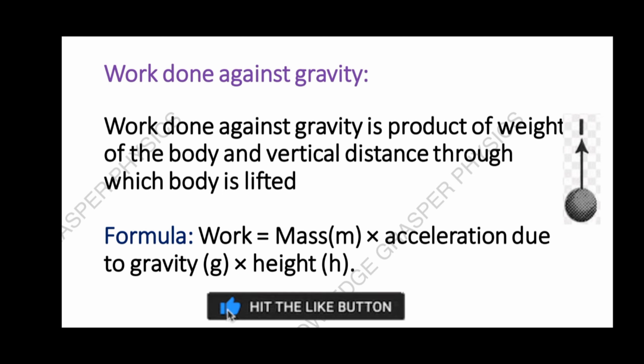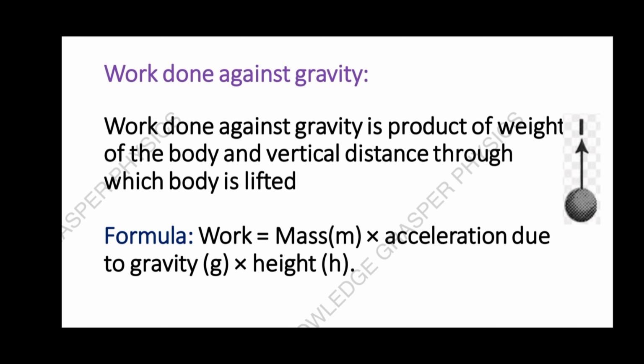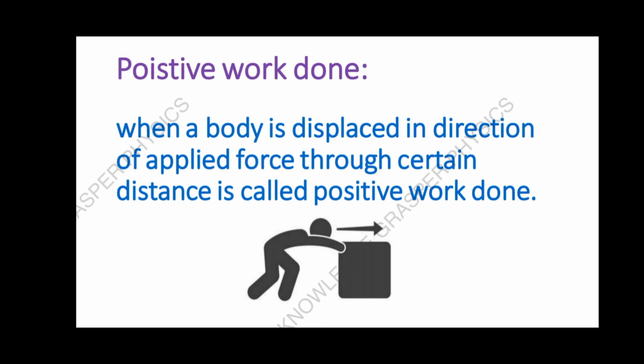Then we discussed work done against gravity. Work done against gravity means the body is projected vertically upwards. Its formula is mass into acceleration due to gravity into height, which is the same as force into displacement, the formula of work. Now next, positive work done. It is said to be done when a body is displaced in the direction of the applied force.